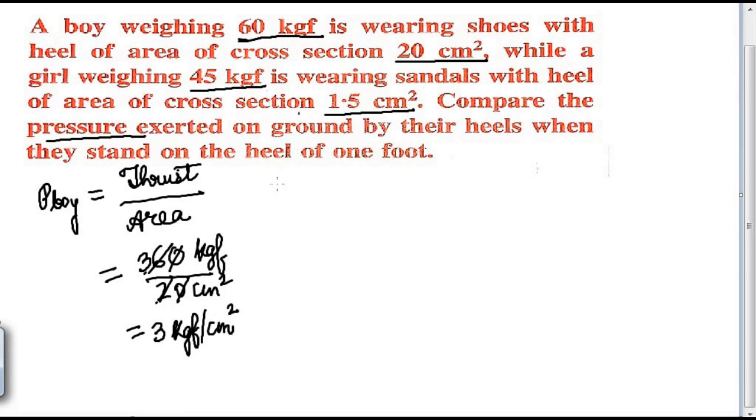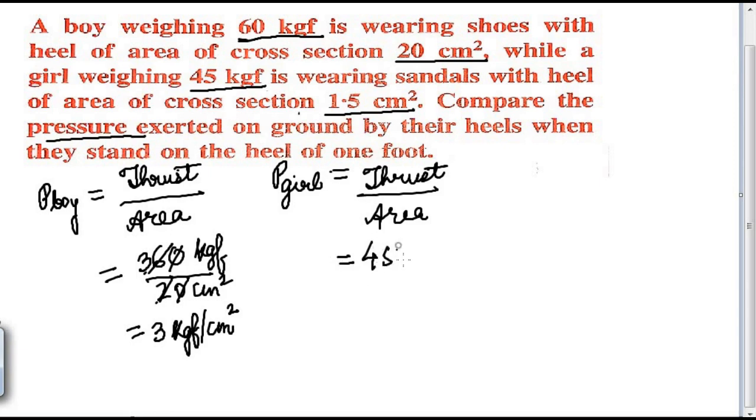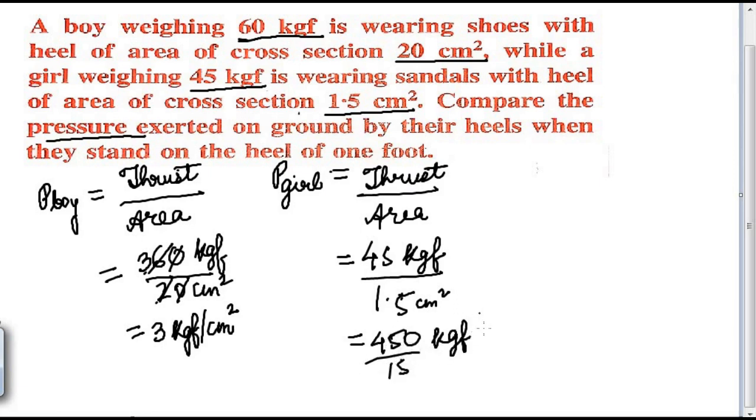Now let us find out the pressure exerted by the girl. So P girl, this is the pressure exerted by the girl. Obviously the same formula, thrust divided by area. What is the thrust exerted by the girl? The weight of the girl, 45 kgf, divided by area of cross section of her sandals, that is 1.5 centimeter square, right? So this will come out to be 450 divided by 15, if I remove the decimal, kgf per centimeter square. So this is 30 kgf per centimeter square.